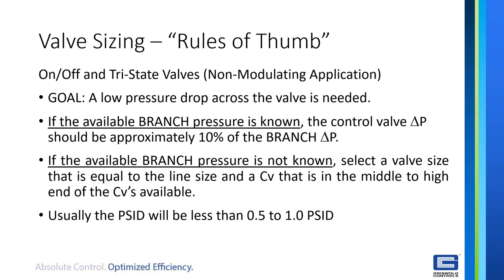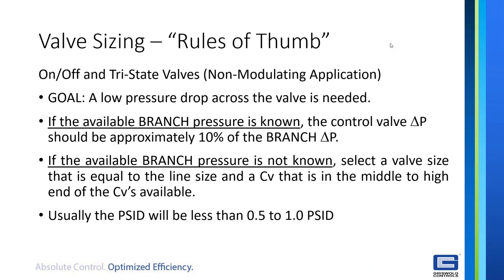And if it's on-off, or tri-state used as an on-off, then basically you just want a low pressure drop. So you can do it a couple ways. If the branch pressure is known, then you could pick a valve that had about 10% of the branch delta P. If the branch pressure is not known, you can pick a valve that's equal to line size and a CV that's in the middle or on the higher end of the CVs available. Some people say they just pick the highest CV.